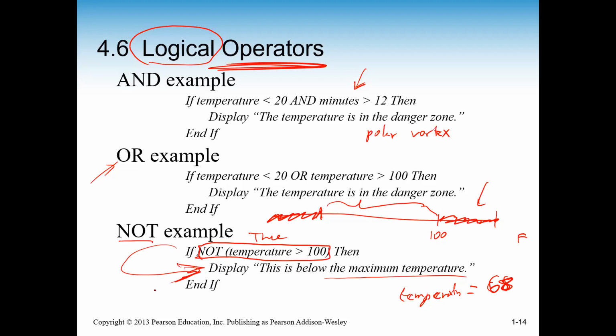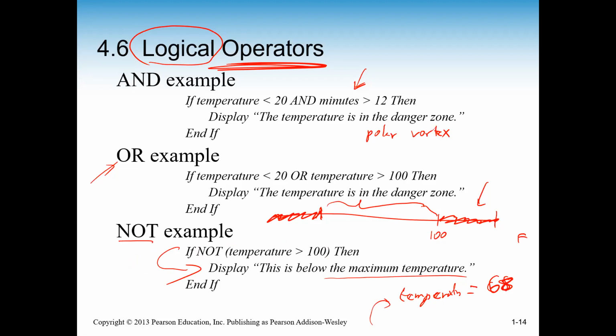And now we go in here and display this is below the maximum temperature. Is that correct? Yes, right? Because 68 is below the maximum temperature. Does that make sense? So this one works better in the second example that I gave versus when I was using 105. When I was giving 105, it would not have gone in that direction because it would have been false. Make sense, guys? Yep. Excellent, excellent. All right, let's keep going.